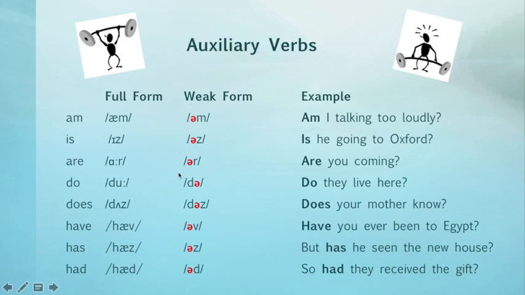So notice that every single weak form has the vowel changed to the schwa, to that upside down E highlighted in red here. So sometimes saying a feature of connected speech, like these weak forms of auxiliary verbs, can help you hear them when other people use them. So please listen and repeat after me.